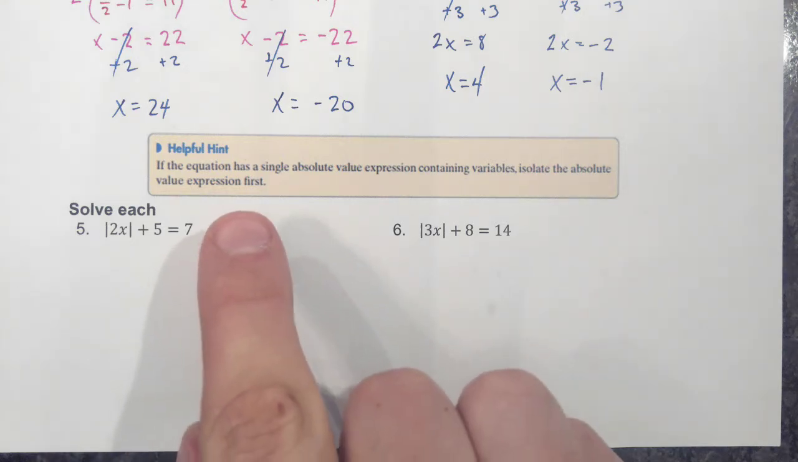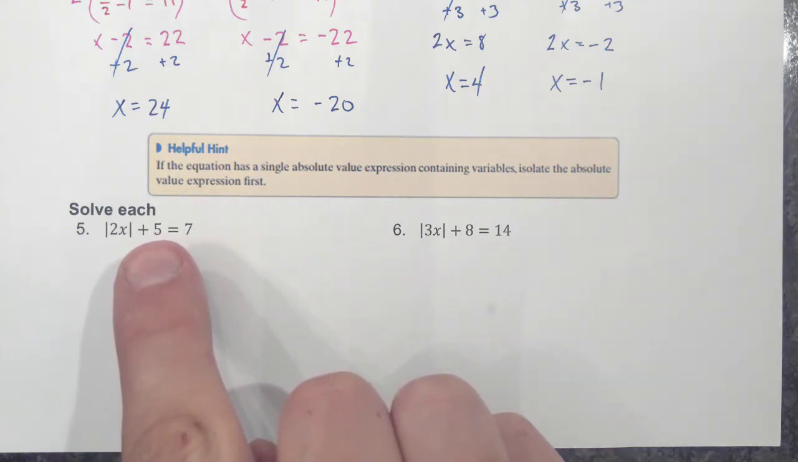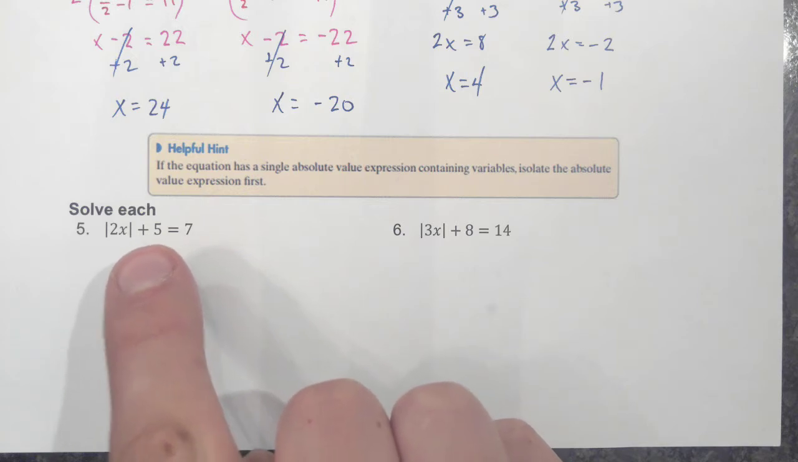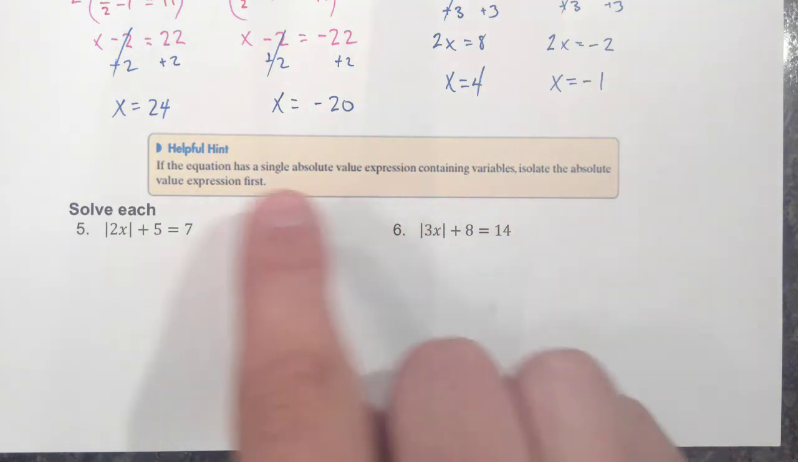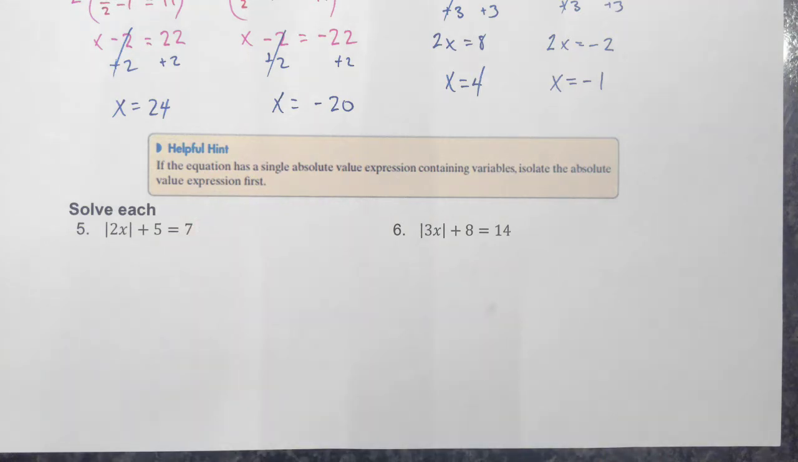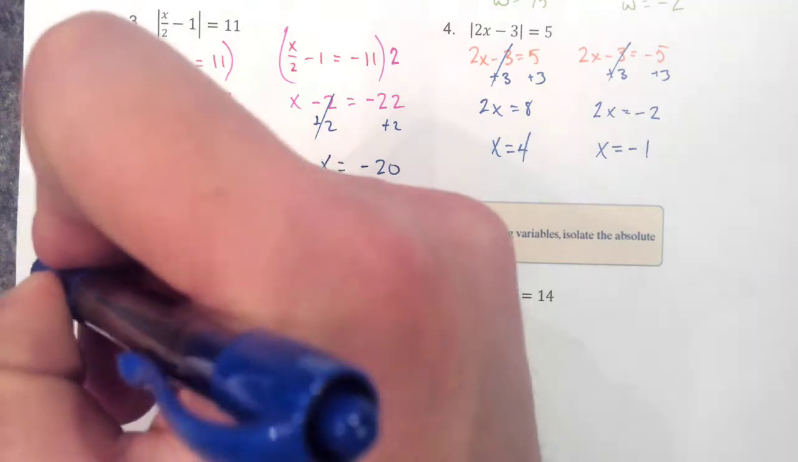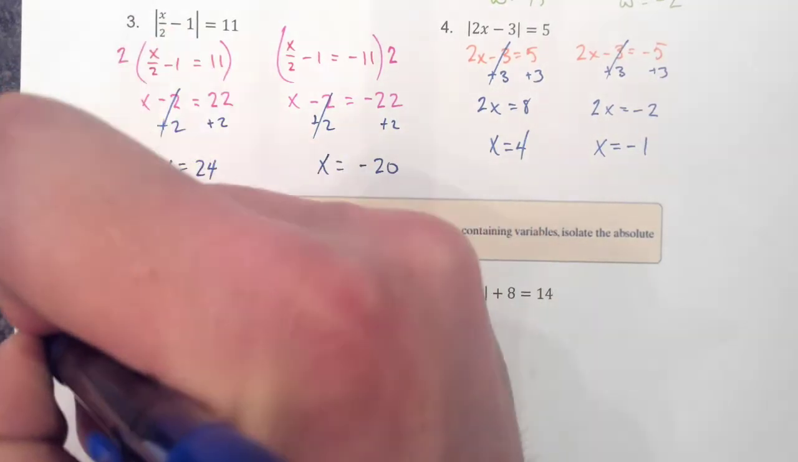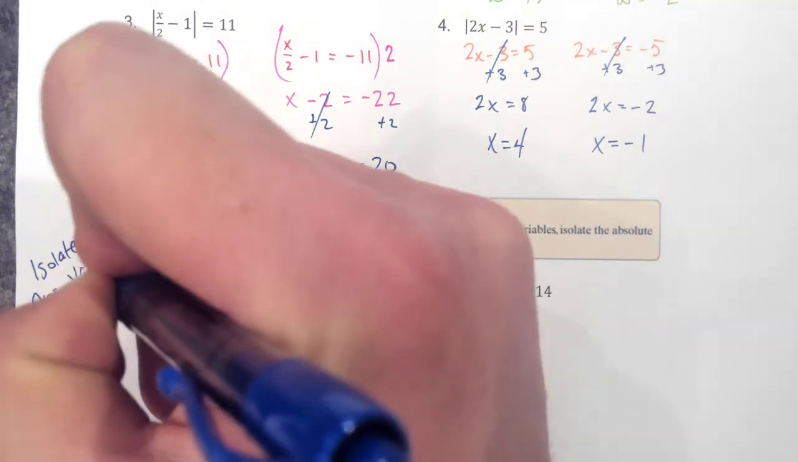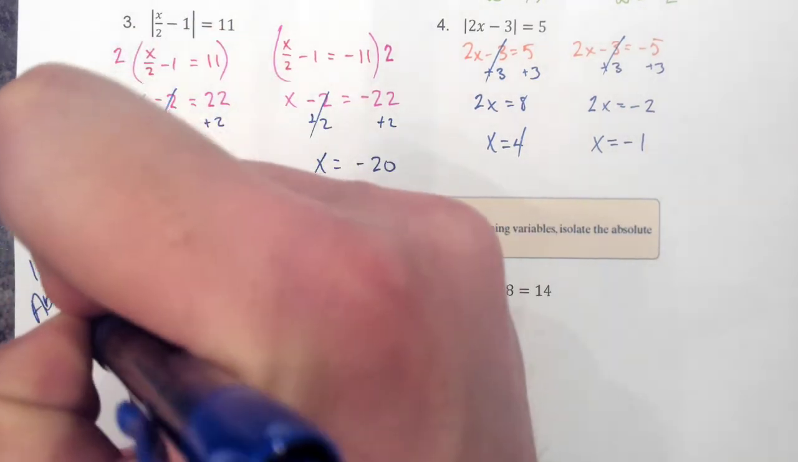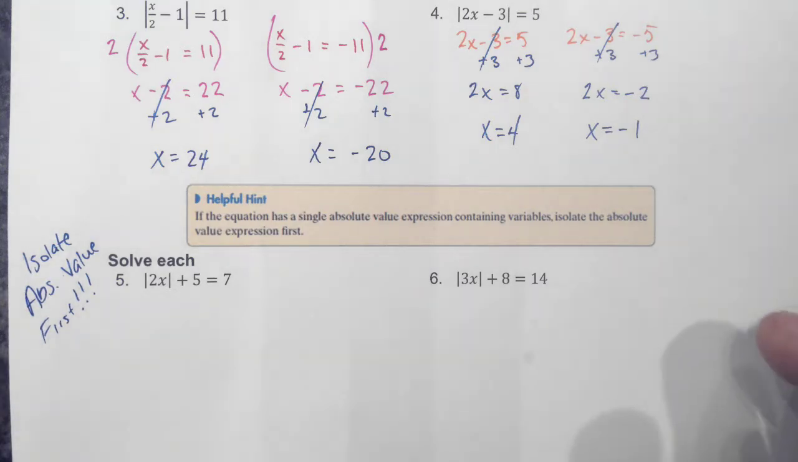Okay, so here's your hint. If the equation with absolute value is not isolated, make sure to isolate the absolute value expression first. Here's where most mistakes will actually be made. You'll forget to isolate the absolute value before you write your two equations. So you have to isolate the absolute value first. Maybe even write it down to remind yourself: isolate absolute value first.